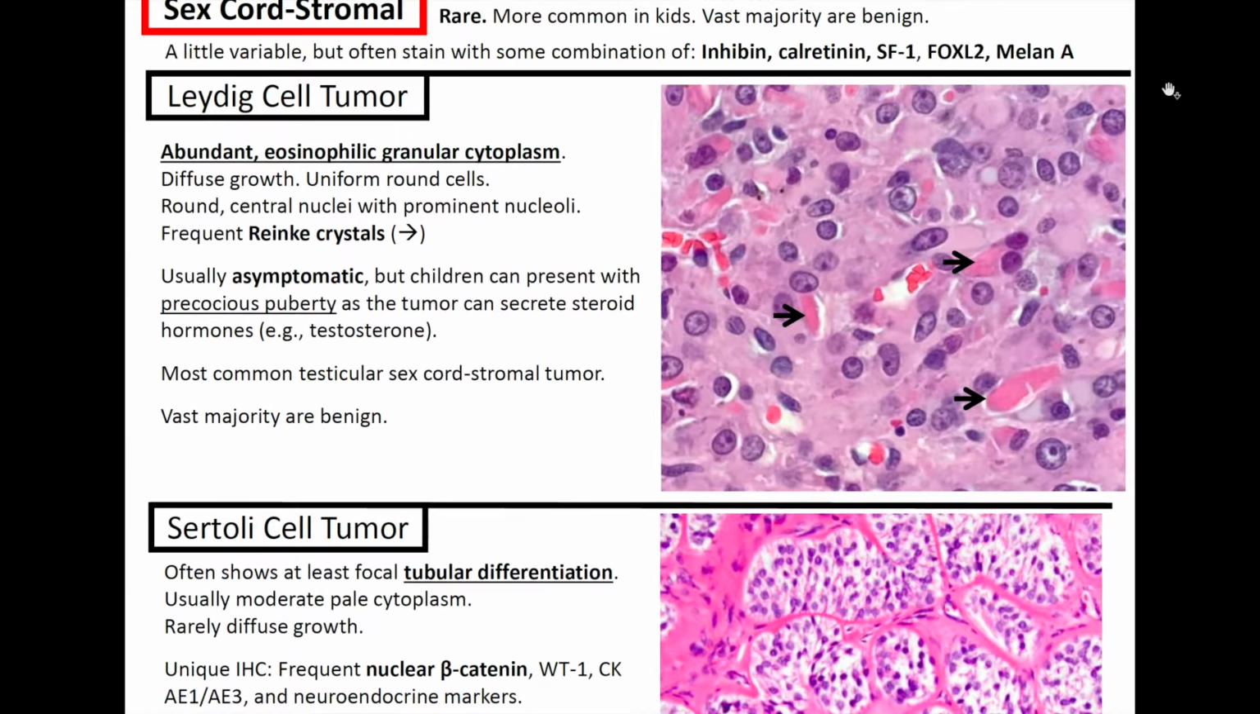All right, moving on to our next category of testicular tumors. We just went over germ cell tumors. Now we're going to talk about sex cord stromal. So in general, these are rare. They're more common in kids, and the vast majority are benign. There's a little variable, but often stain with some combination of inhibin, calretinin, SF1, FOXL2, and melan A.